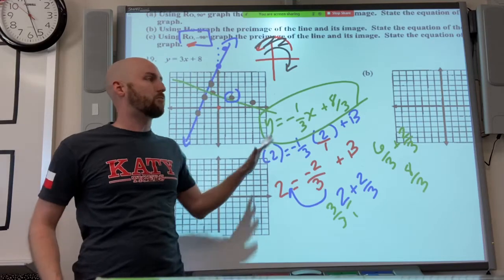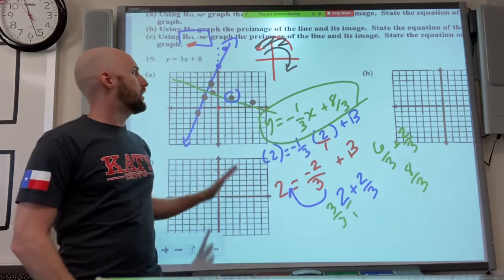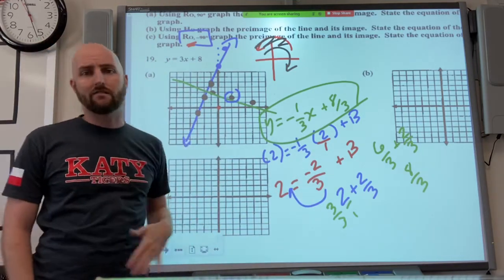But I did think it was worth looking at that one more time and kind of talking about that slope in case that's something that you need.